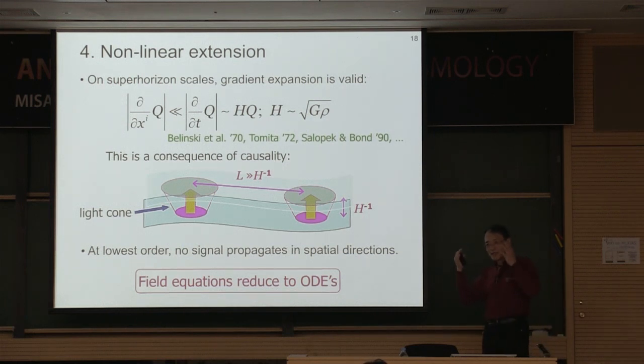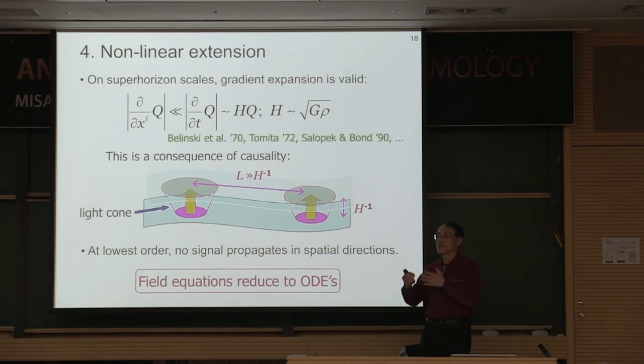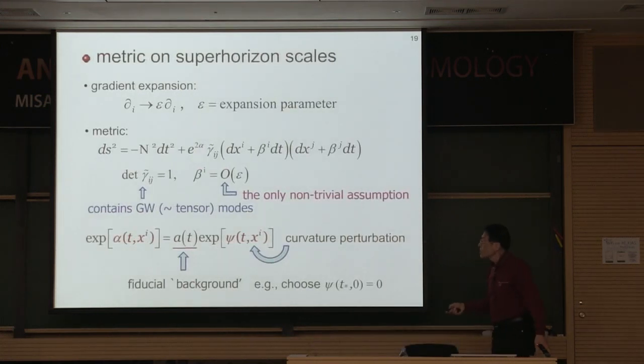And you can see that now the equation would look exactly like the homogeneous equations for the homogeneous universe, because in a homogeneous universe you don't have any spatial derivatives. Okay, so this is the assumption of gradient expansion, spatial gradient expansion. You just associate some parameter epsilon in front of the spatial derivative. In the end, you take epsilon to zero if you want to obtain the leading order term. If you want to go to the second order, you keep the epsilon squared term.